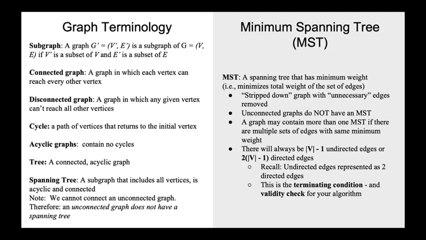And it says recall, I already mentioned that. And then this is the terminating condition for your algorithm and a validity check for your algorithm. Note that it is not the only terminating condition. I'll talk about the other one a little bit later, but this is one. As soon as you've reached 2 times the quantity v minus 1 edges, if you reach that number, well, you're done. You've added all the edges necessary for a valid MST, and there's no reason to continue with your algorithm.